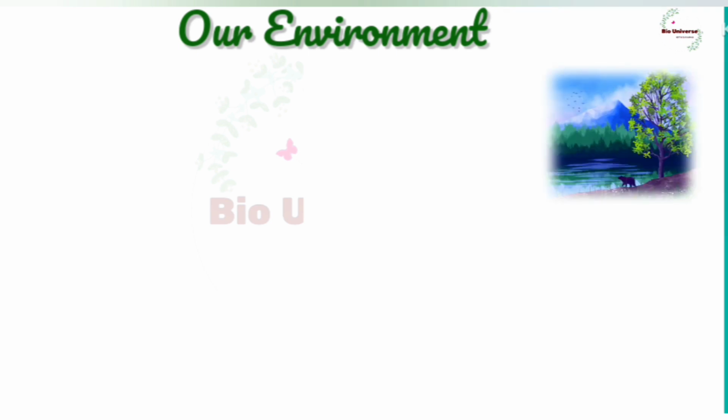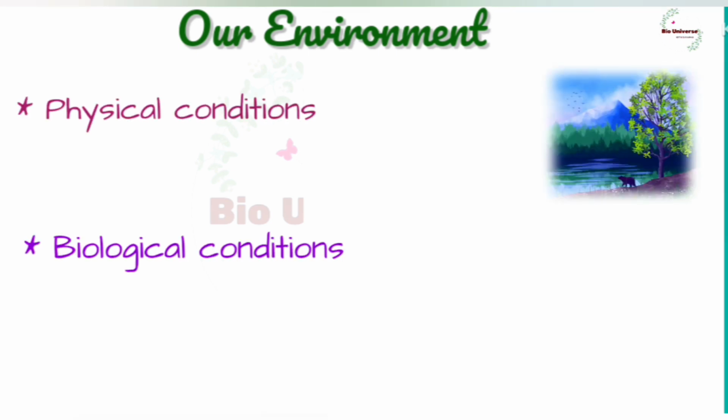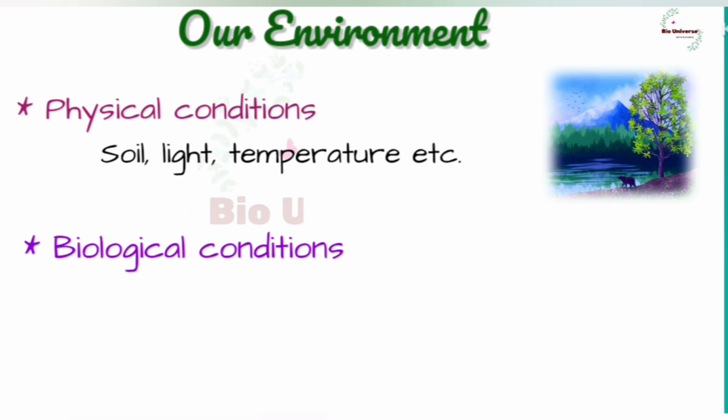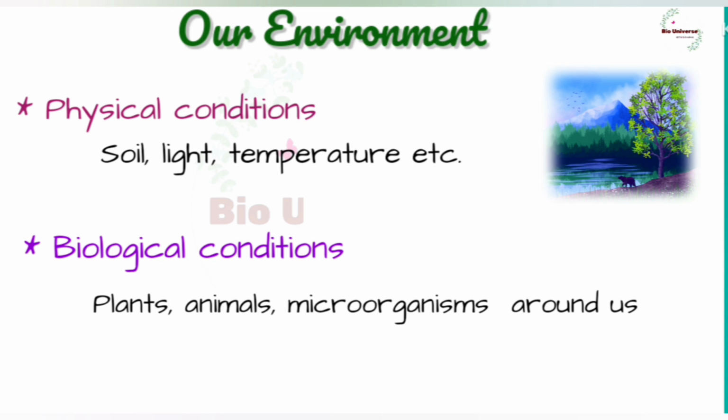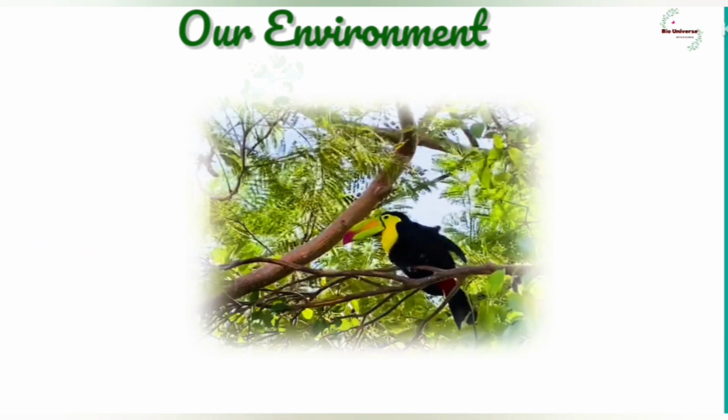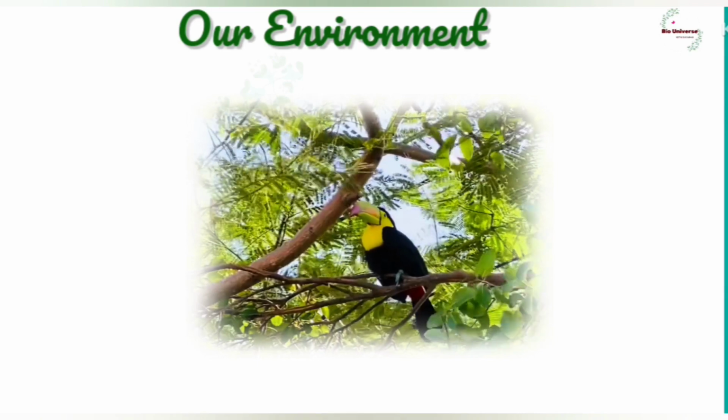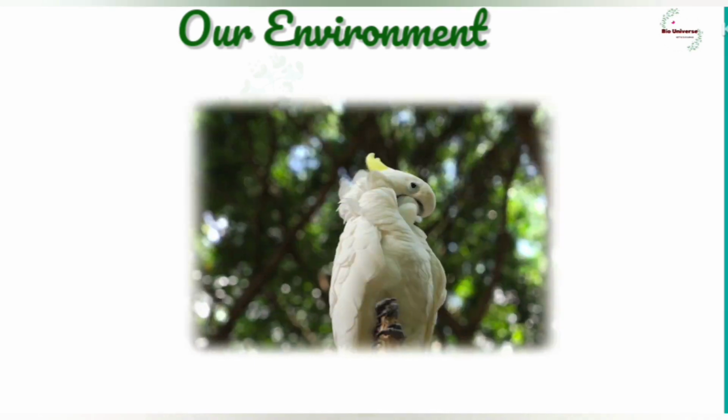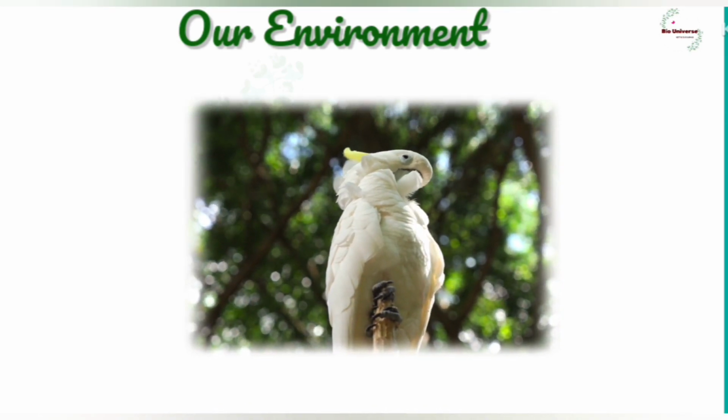The environment of an organism means the physical and the biological conditions in which it lives. The physical conditions include soil, light, temperature, etc. And the biological conditions include the other plants, animals, and microorganisms around it. A change in any of these conditions can affect the organism. An organism cannot live in isolation. It needs other organisms, nutrients from its environment, and so on to survive.